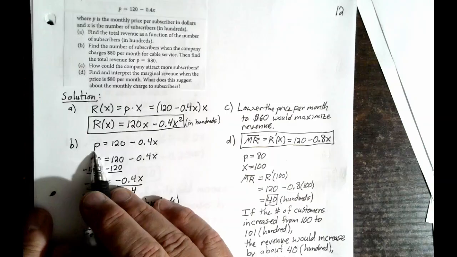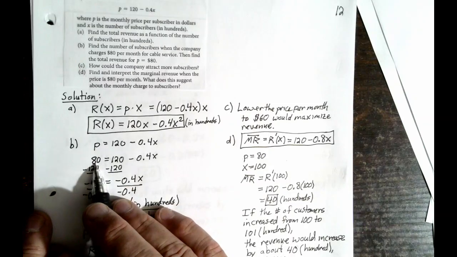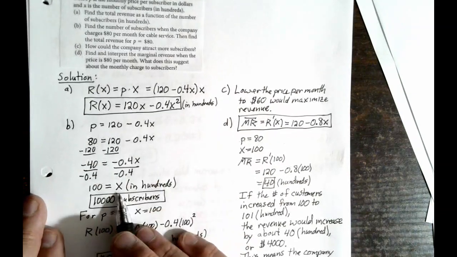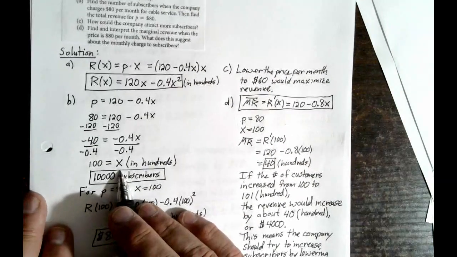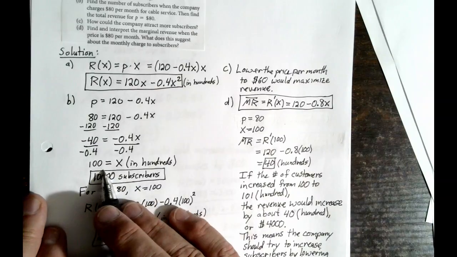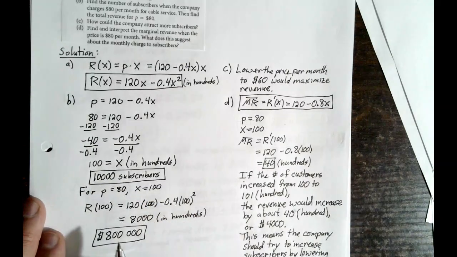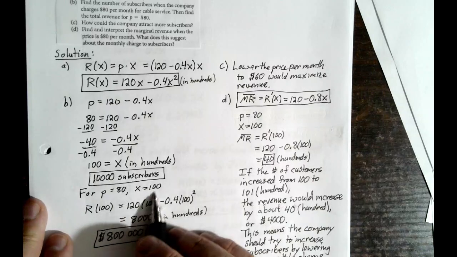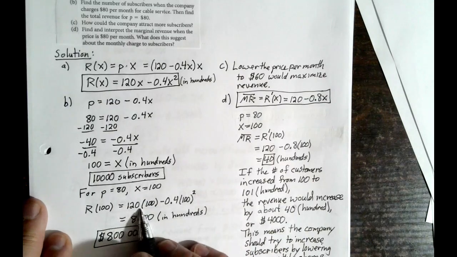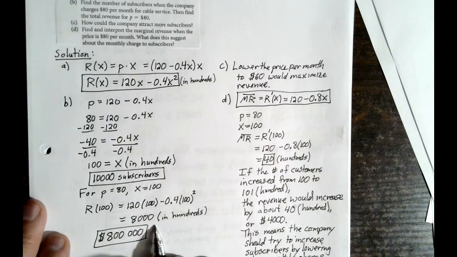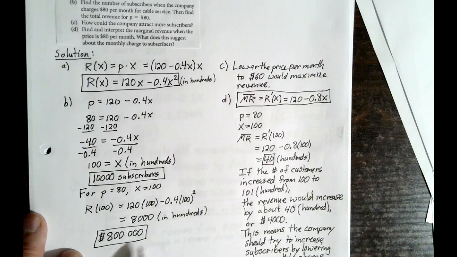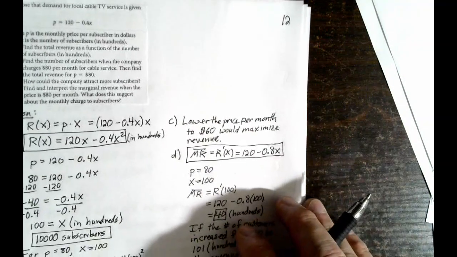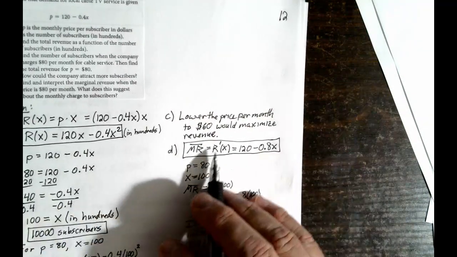Well, remember, P is your price, so plug in 80 for P and solve it, and you get 100. So X is how many hundreds, so that's 10,000 subscribers. Okay, so now for a price of $80 and X equals 100, R of 100 equals this, which is 8,000. And it's $8,000 in hundreds, so it's really $800,000.